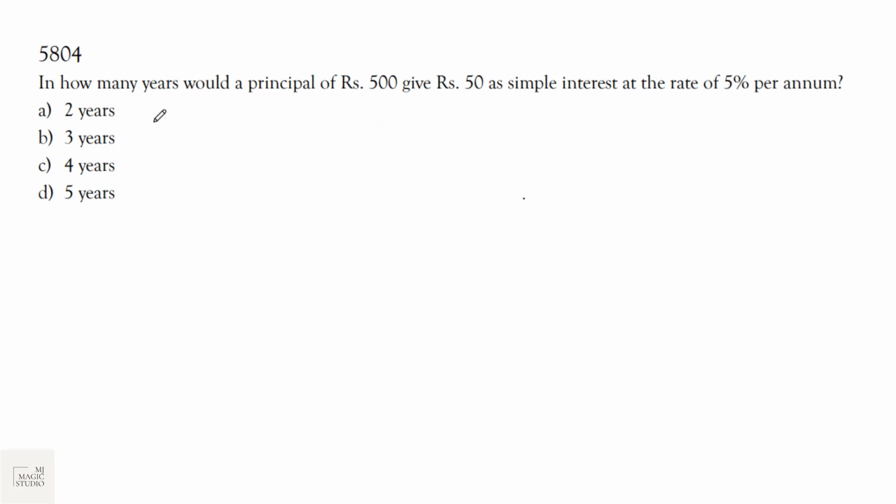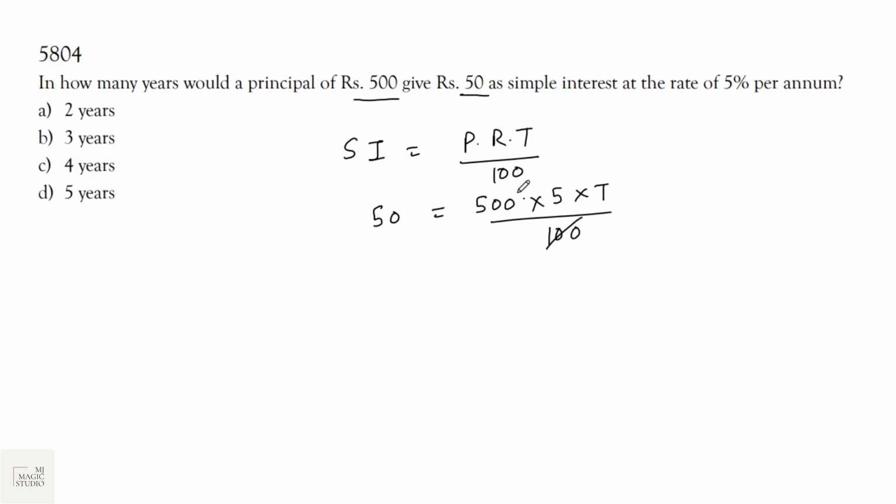Okay, one more from simple interest. In how many years would the principal of rupees 500 give 50 as simple interest? Simple interest is PRT by 100. 50 equals 500 into rate, per annum is 5% per annum simple interest, into T. We just need to find the value of T. So T is 10 by 5, that is 2. In 2 years, this is what will happen. 2 years, that is the answer.